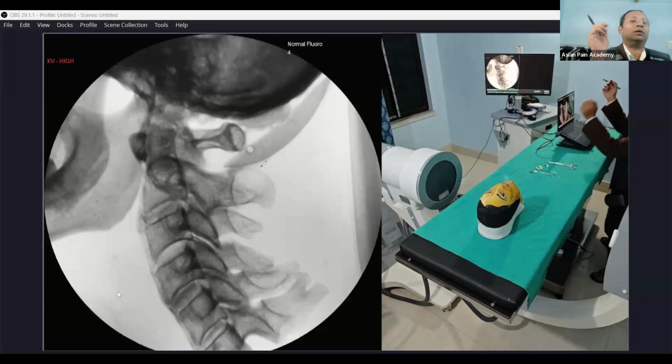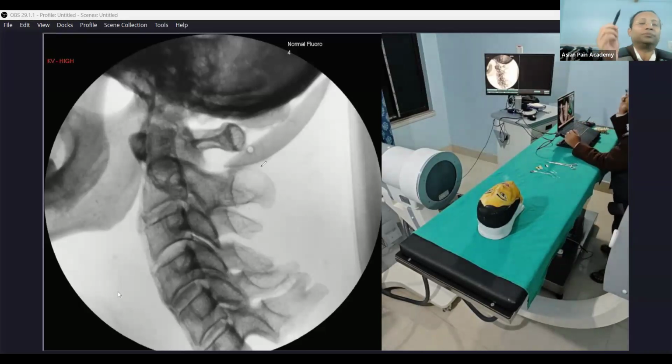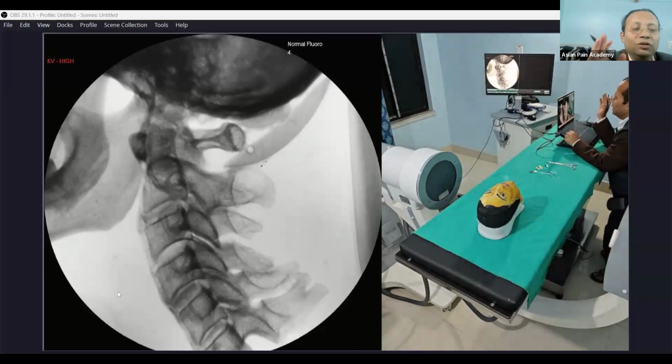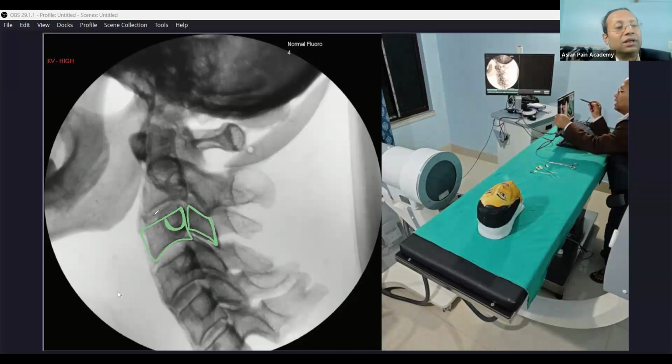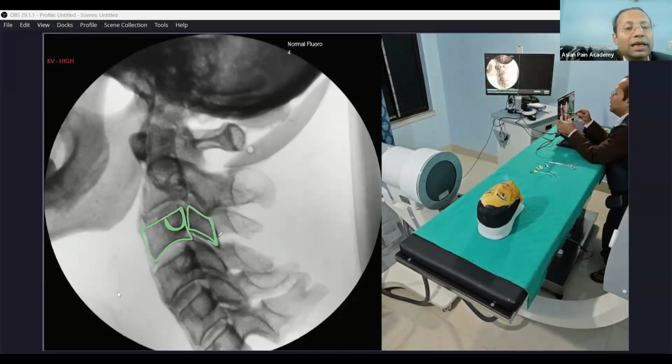So here one thing you see is that this is a lateral view. What we are seeing is the vertebral body, then the transverse process. Then these are the articular pillars, after that this part is the lamina. And then behind that is the spinous process. Like that, this part is the spinous process.